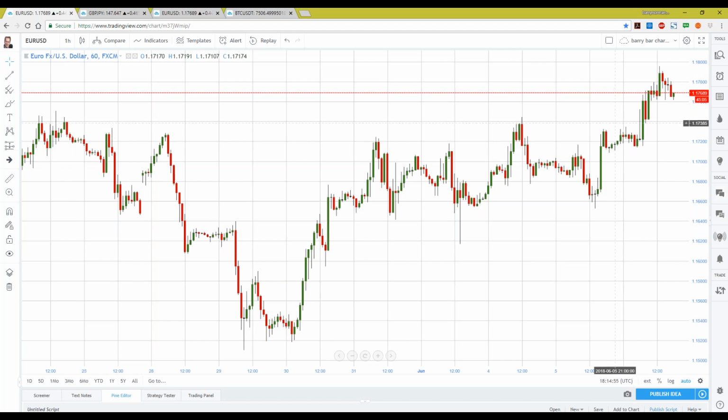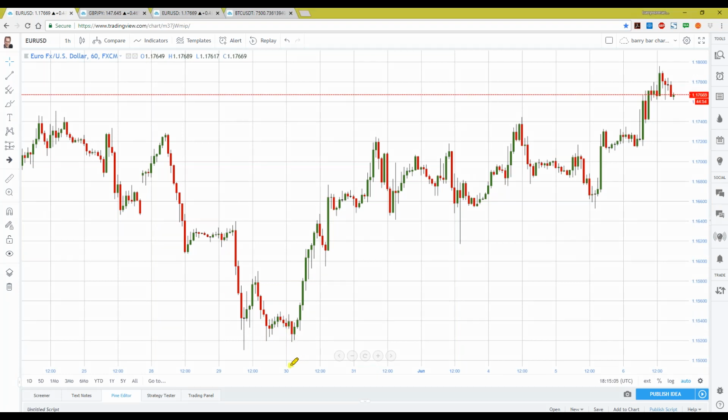Now, one of the reasons we might want to look at multiple time frames is right now, like I said, we're looking at the Euro US dollar. And if we look back to here, now this is taking us back to May 30th right here. We can see the Euro US dollar has been in a steady uptrend, steadily moving up.